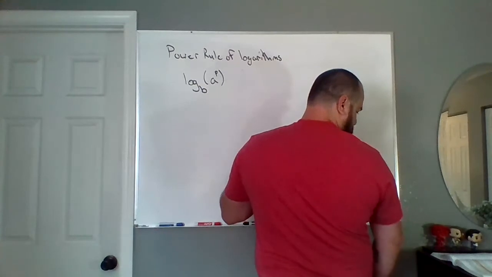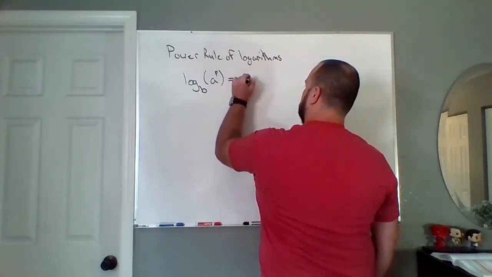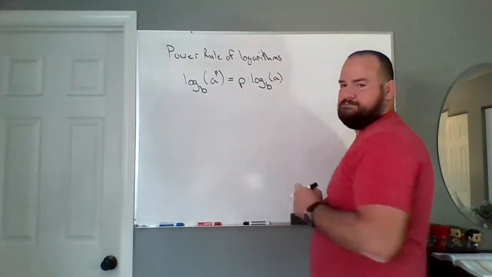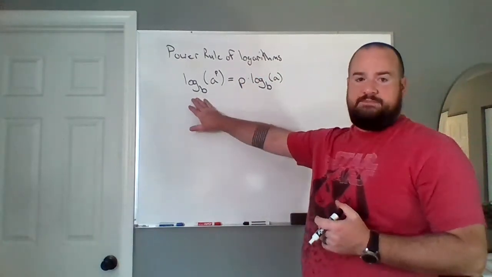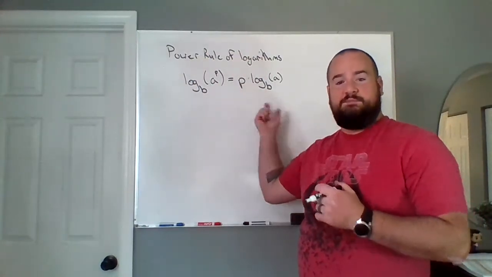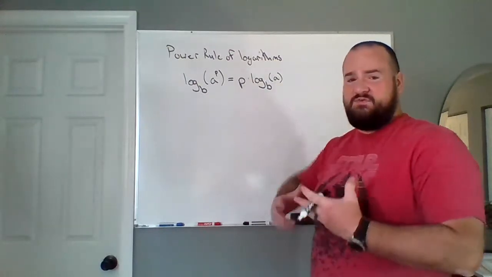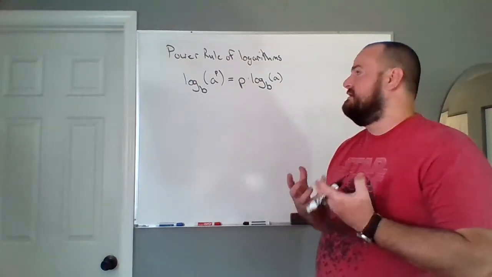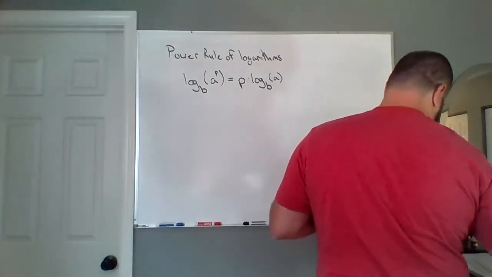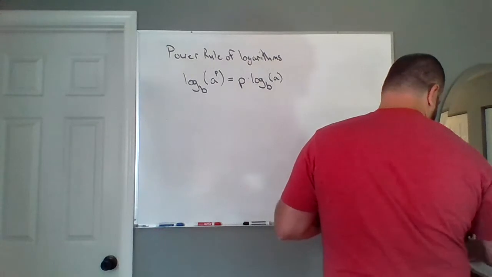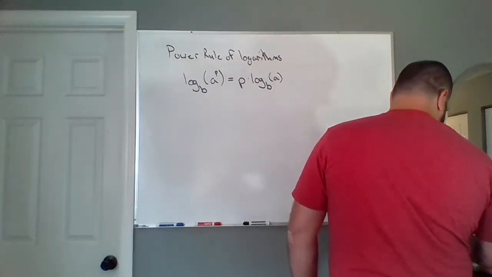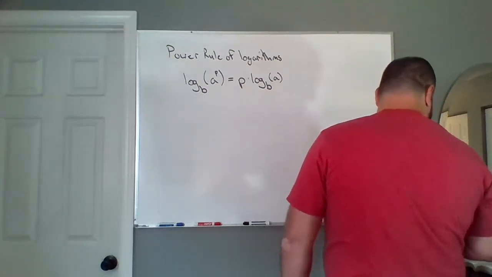This is equal to p times log base b of a. So if I have the logarithm of something raised to a power, I can bring that exponent out front and multiply the logarithm. And that's a really useful idea and a really useful trick that we can use to solve problems using this. And so what we get is some very nice things.